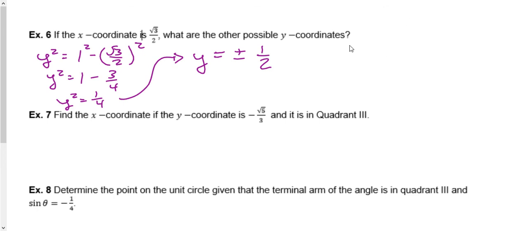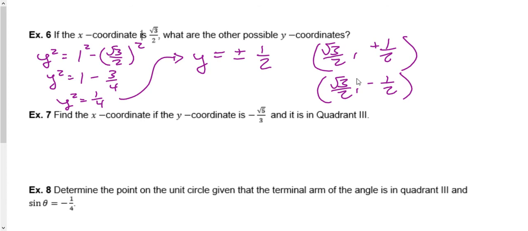Your coordinates, if you wrote them out, would be root 3 over 2 and positive 1/2. That's your first one, and your second one would be root 3 over 2 with a negative 1/2. There you go, 2 coordinates.